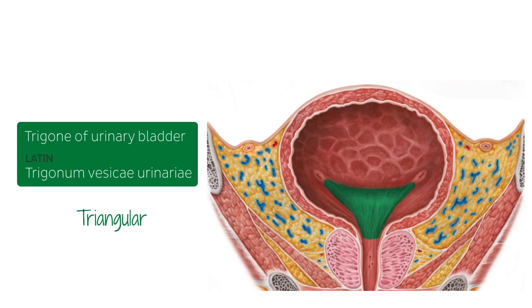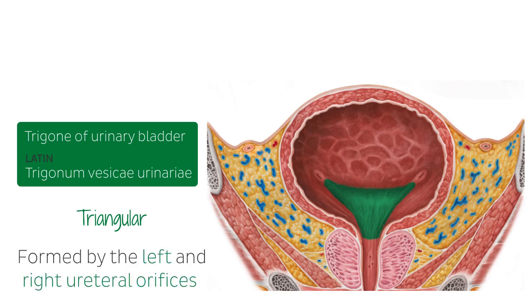This triangular region is formed by the left and right ureteral orifices, which are openings of the ureter into the bladder, as you can see here. We're also going to be covering them in a little bit more detail on the next slides. Once the trigone of the urinary bladder is stretched to a certain degree, a signal is sent to your brain that your bladder needs to be emptied.